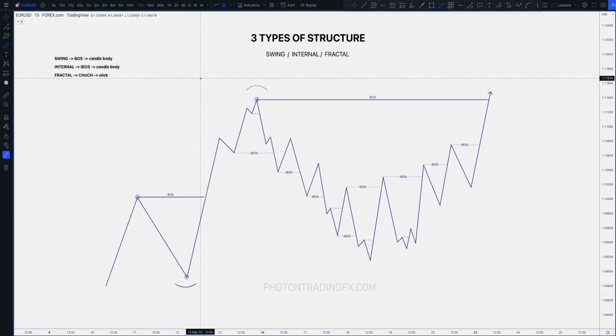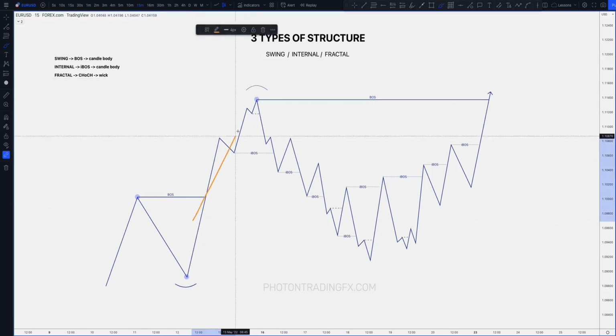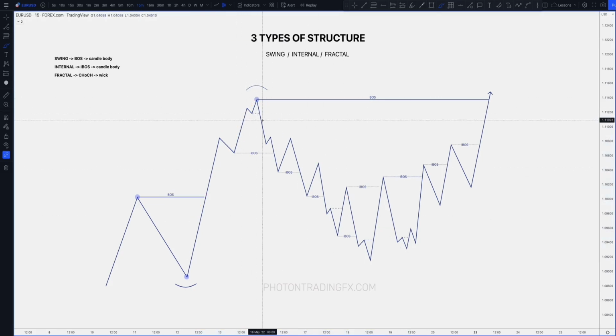Well, the concept that you guys have learned so far in terms of market structure to signal that that swing run may be over and that swing pullback may be about to commence is change of character, right? What do we expect after a break of structure? We expect a swing pullback. How do we know when that swing pullback is going to commence? We look for a change of character. So that is now what we are talking about when we look at fractal structure.